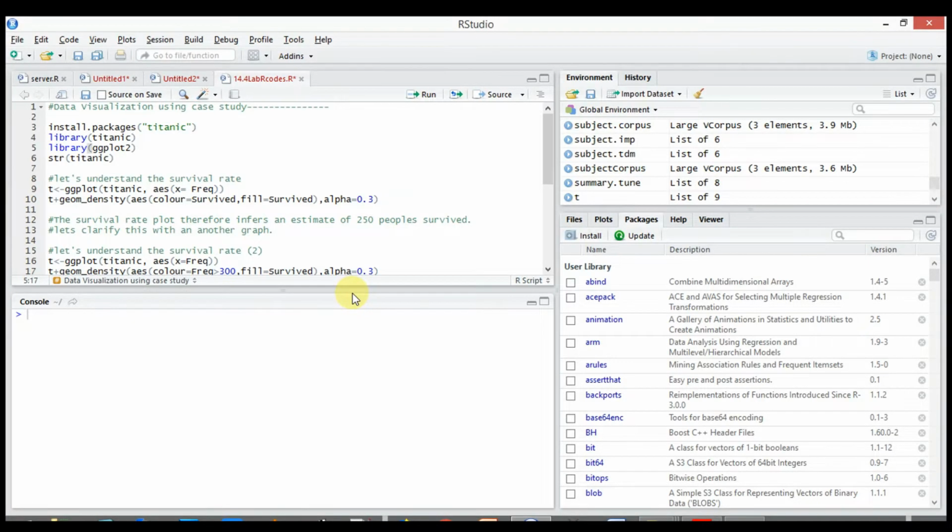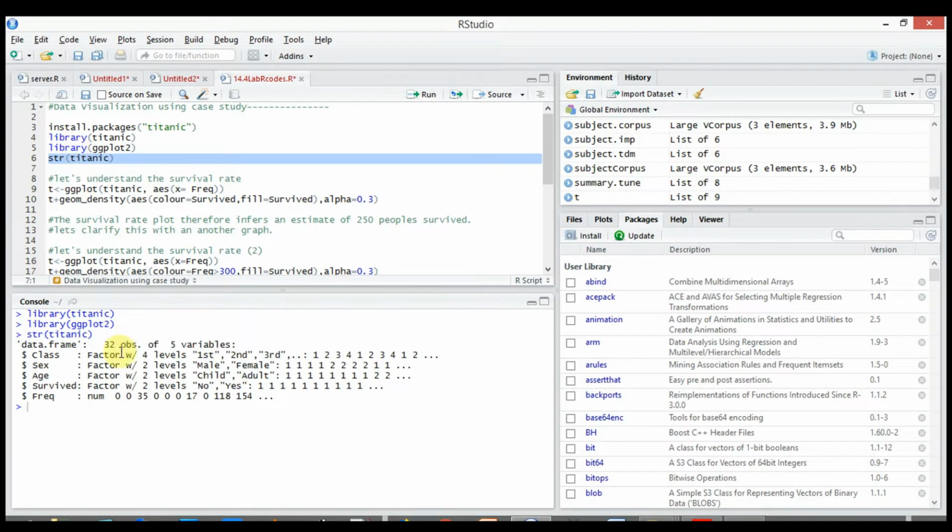In this video, we will put together all the visualization methods that we have learned so far to understand the data. We will use a sample of the famous Titanic dataset to understand the survival rate. First, load the Titanic dataset and run str(Titanic) to understand the data types.